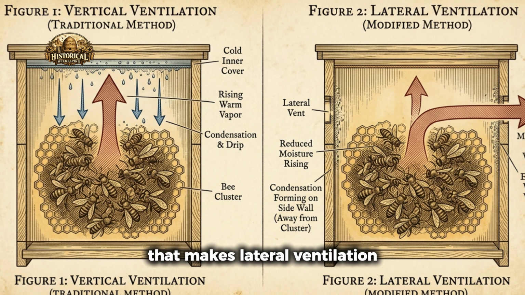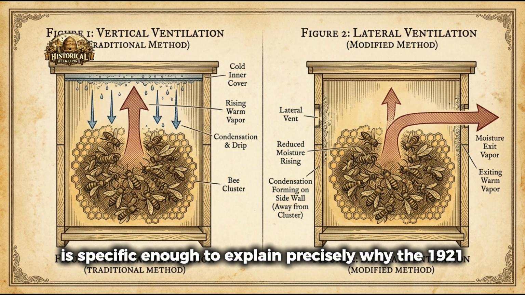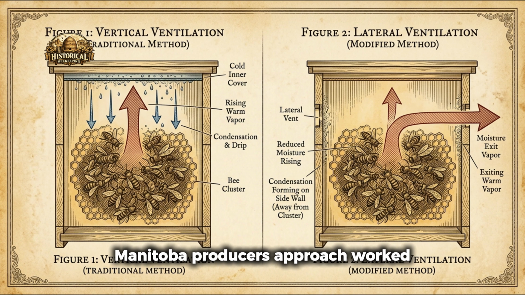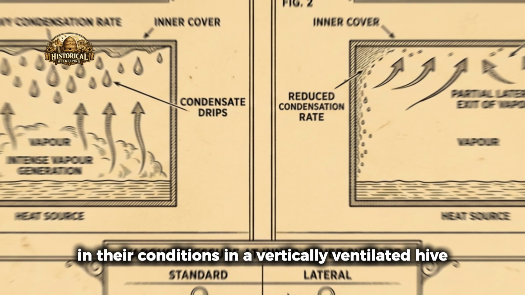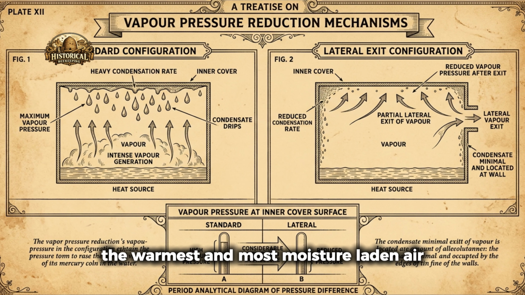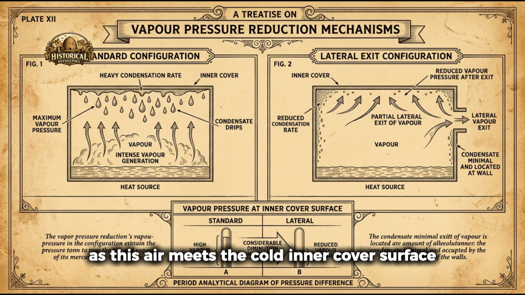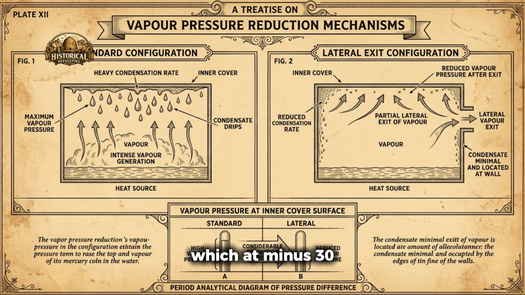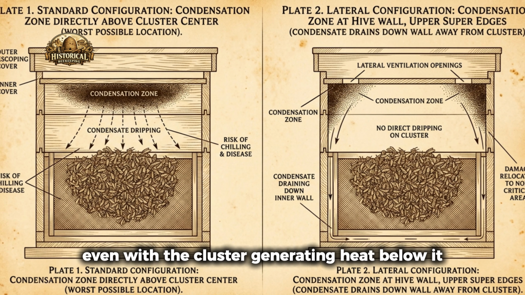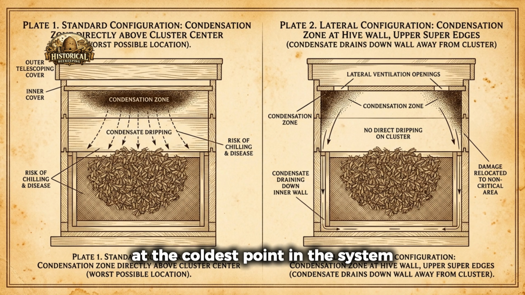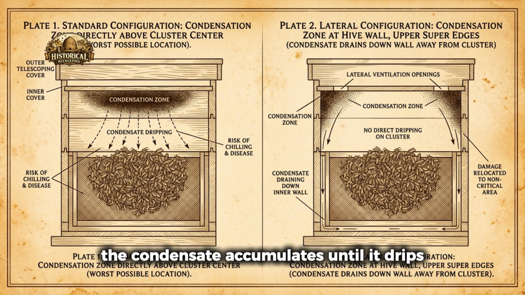The moisture movement physics that makes lateral ventilation more effective than vertical ventilation at extreme cold is specific enough to explain precisely why the 1921 Manitoba producers' approach worked and why the standard upper entrance approach failed in their conditions. In a vertically ventilated hive, the warmest and most moisture-laden air rises directly from the cluster center toward the inner cover. As this air meets the cold inner cover surface, which at -30 ambient temperature may be at or below 0 Celsius even with the cluster generating heat below it, water vapor condenses at the coldest point in the system, which is the inner cover directly above the cluster. The condensate accumulates until it drips.